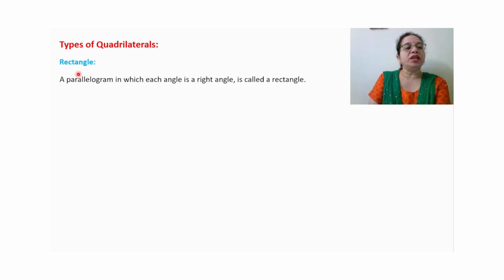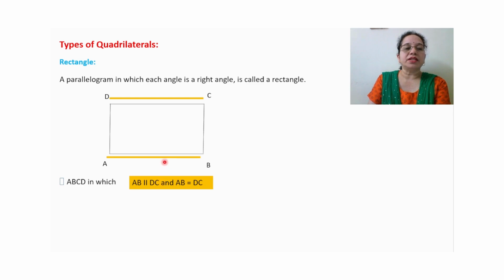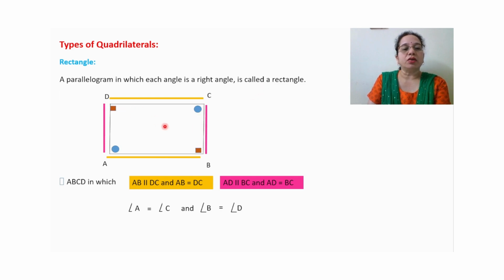Rectangle we can define in terms of a parallelogram. A parallelogram in which each angle is a right angle is called a rectangle. This is the figure of a rectangle. In rectangle ABCD, opposite sides are parallel and equal. These opposite sides are parallel and equal. Opposite angles are also equal. These two opposite angles are also equal.